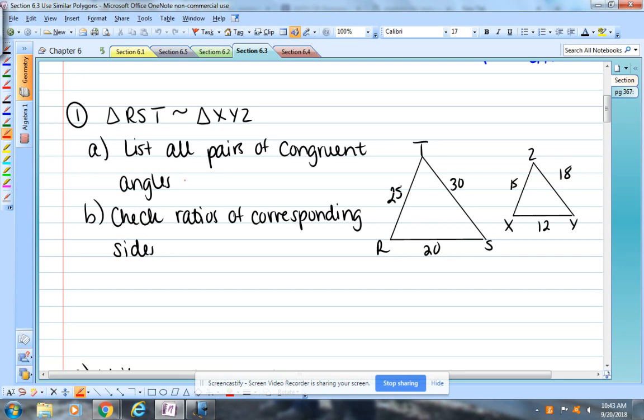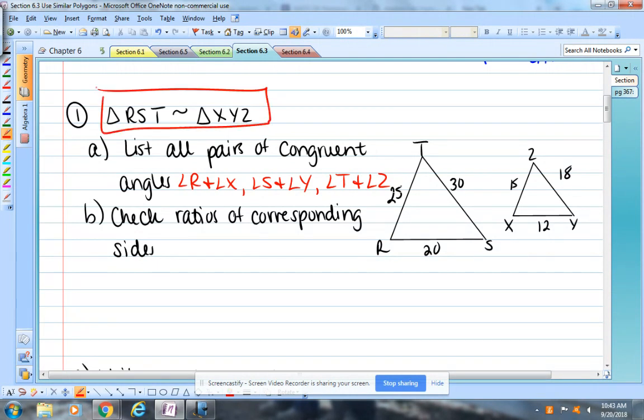Okay? So angle R is congruent to which angle? Angle X. Angle S is congruent to which angle? Angle Y. And angle T is congruent to which angle? Angle Z. Does that make sense to everybody? So you can use your similarity statement right there to help you decide which ones correspond to each other. And for a similar triangle, all angles are equal. They're congruent. The measures are equal.